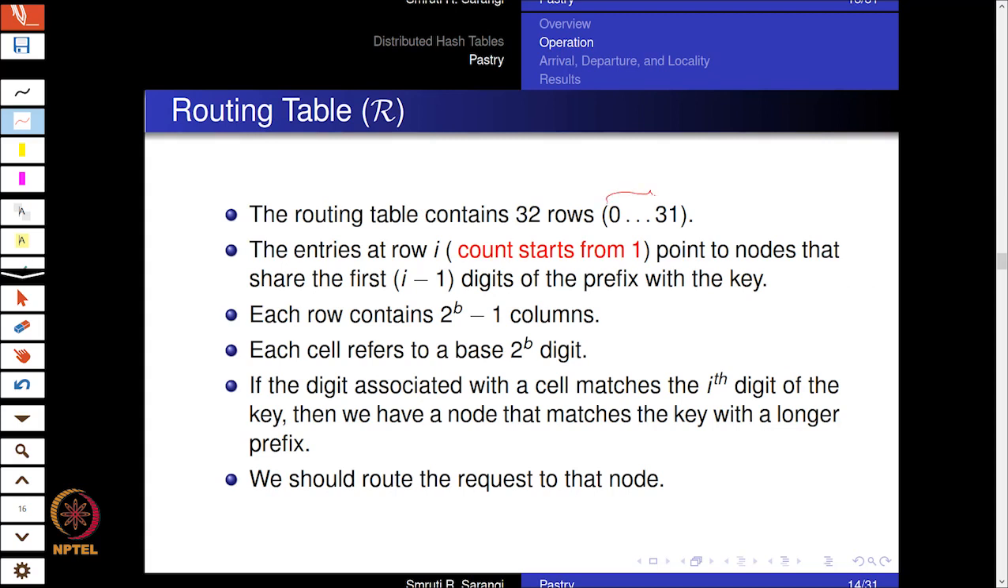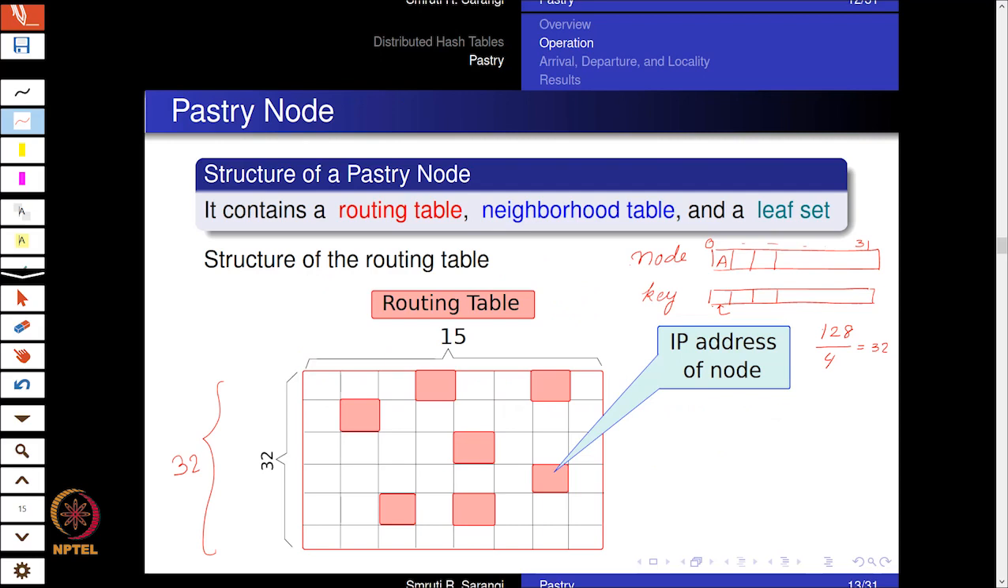So the routing table thus contains 32 rows. Let's number them from 0 to 31. So the entry at row I, I'm sorry, this is contradicting. So let us number them from 1 to 32. So the entries at row I, where the count is starting from 1, essentially point to all the nodes that share the first I minus 1 digits of the node ID with the key. For example, if it is the first row, then what it means is that the first digit itself doesn't match. So the number of digits that are matching are actually 0. And so then we try to match the first digit, and let's say the first digit is over here. Then we go to the IP address that points to the first digit, so on and so forth.